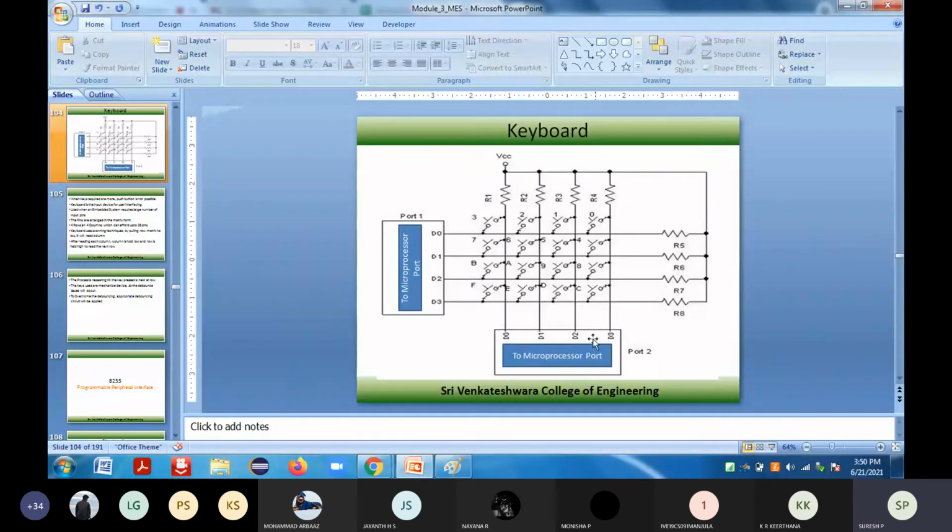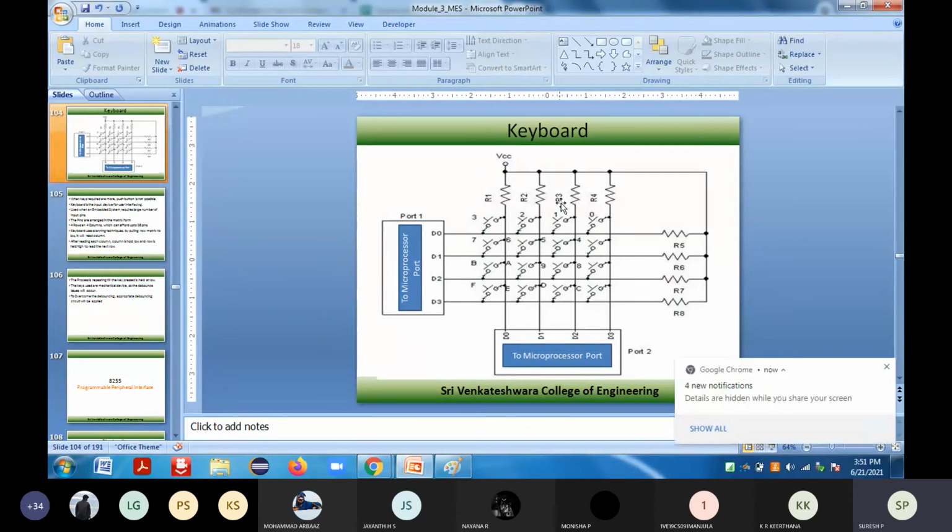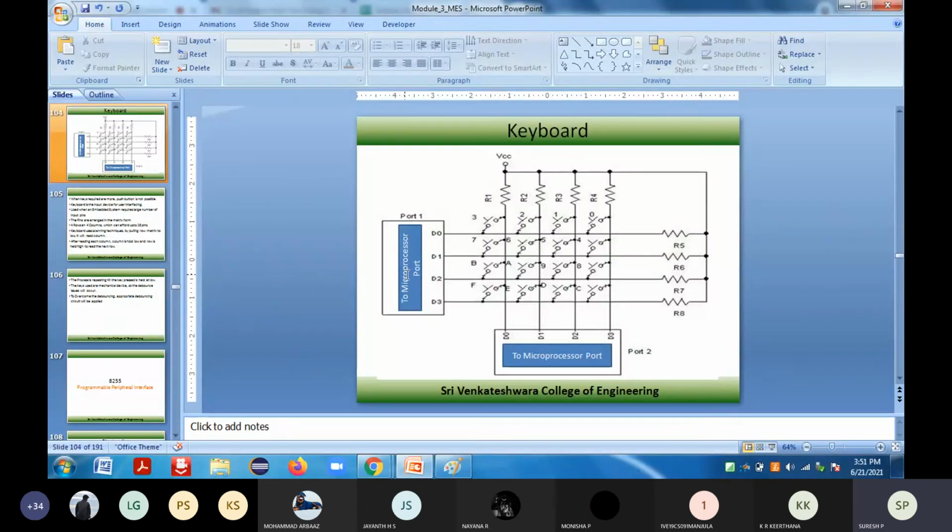So this will be across row and column. This will be at the row side. So this particular microprocessor port will be at the row side, which will be port 1. Port 1 is looking after the row numbers, whereas port 2 is looking after the column numbers. So port 2 is looking after the columns, where port 1 is looking after the rows. So this is how it will be.